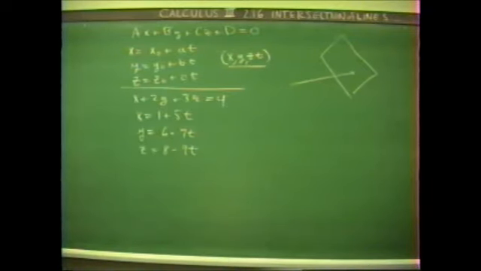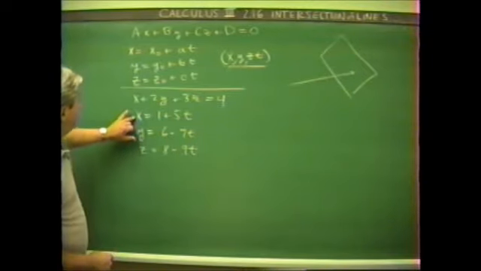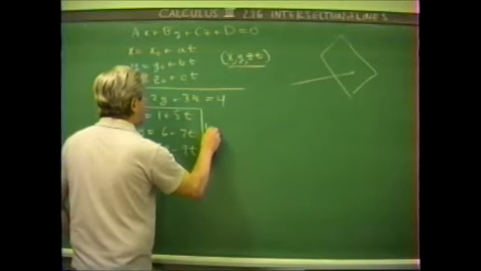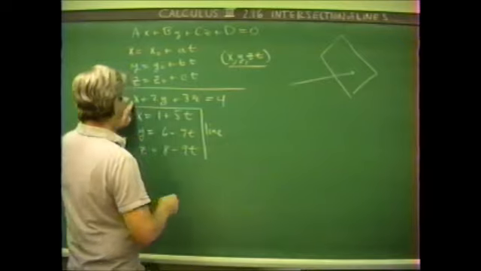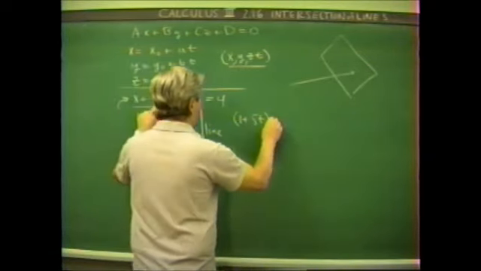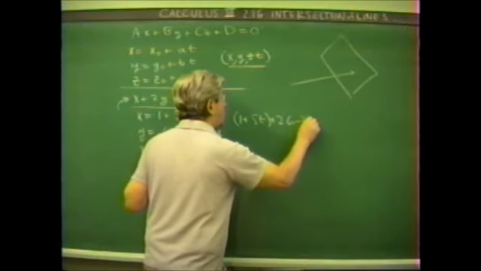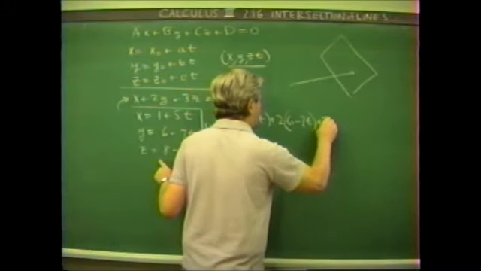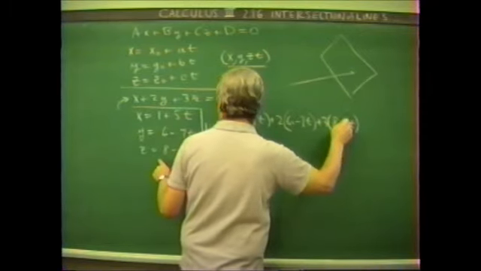Okay? What we can do is we can solve these equations here. Well, actually, we can put these equations in x, y, and z. This is the line. We can put them in here. In which case, what are we going to get? We're going to get 1 plus 5t plus 2 times y, 6 minus 7t, plus 3 times 8 minus 9t is equal to 4.